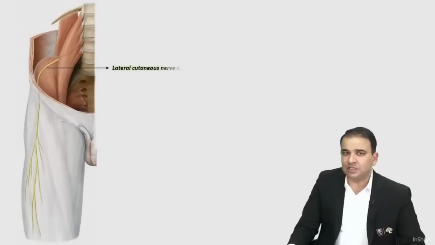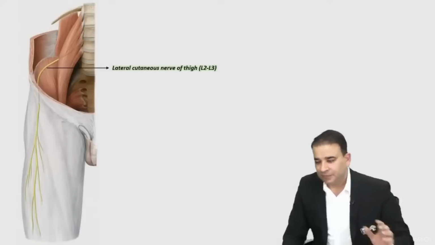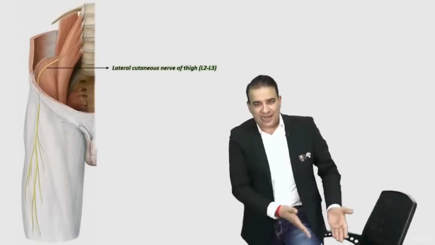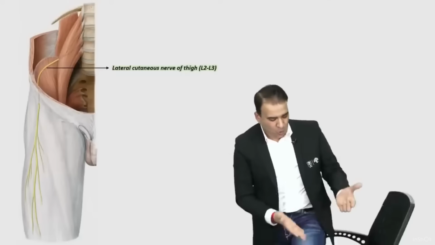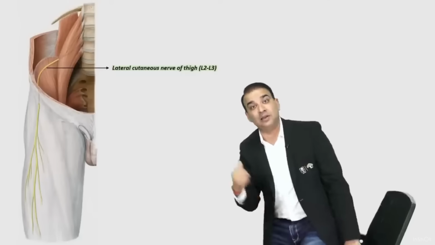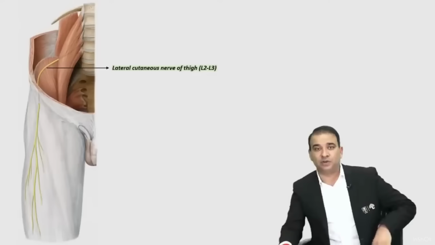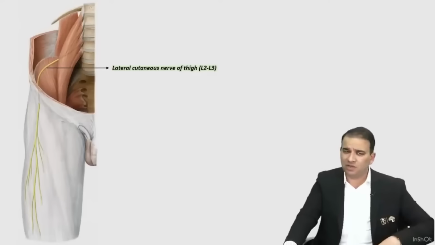Now this nerve is called the lateral cutaneous nerve of thigh. The thigh is supplied by three cutaneous nerves, the lateral, intermediate and medial. And only the lateral cutaneous nerve of thigh is coming directly from the lumbar plexus. That's the lateral cutaneous nerve of thigh, or lateral femoral cutaneous nerve you can say.